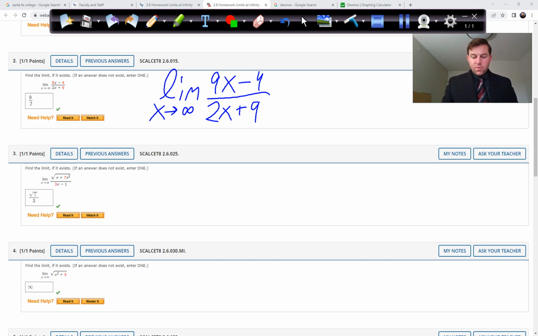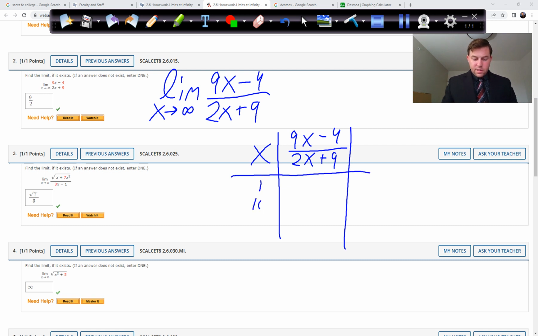Then I'm going to prove this with a table. So let's say x is approaching infinity. So let me pick larger and larger values of x, and then we'll calculate 9x minus 4 over 2x plus 9. Okay, so let's say we pick 1, 10, 100, and 1,000. That's probably enough right there. If you plug 1 into this, you get 9 minus 4 over 2 plus 9, which is 5 over 11. And I'll just leave it like that.